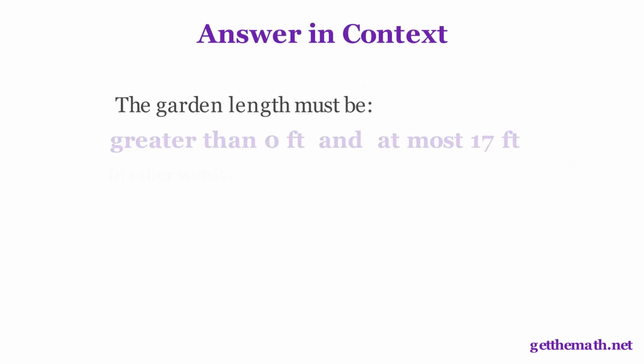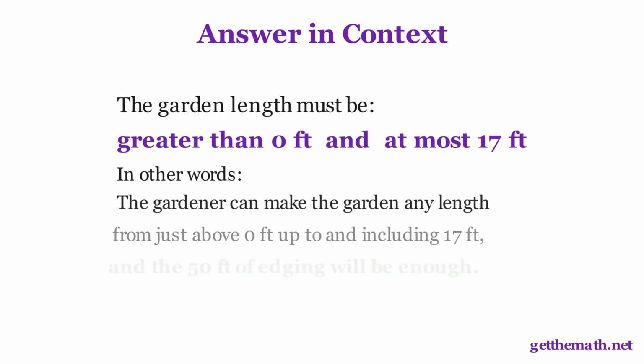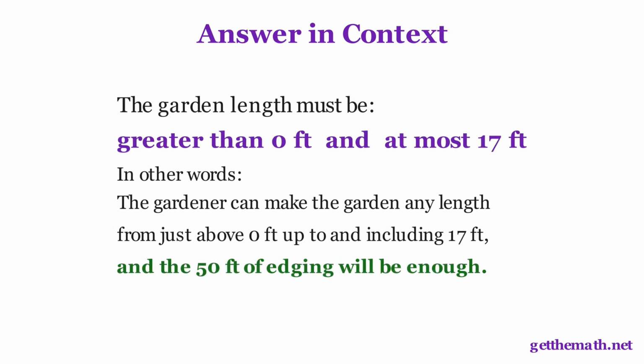Let's put the answer back in context. The garden length must be greater than 0 feet and at most 17 feet. The gardener can make the garden any length from just above 0 up to and including 17 feet. And the 50 feet of edging will be enough to go all the way around.